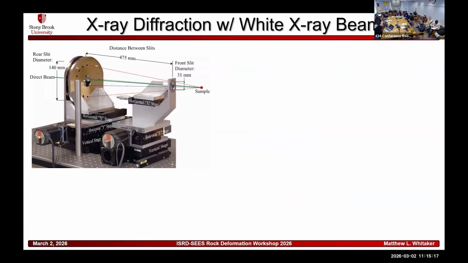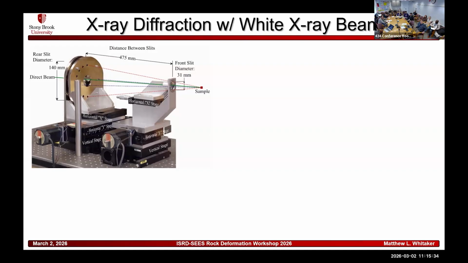So what we have is the X-ray beam coming in from the right. We have our sample here. And because it's all different energies and all of the crystals are diffracting everywhere, really what you have is a gigantic mess of X-rays going everywhere.